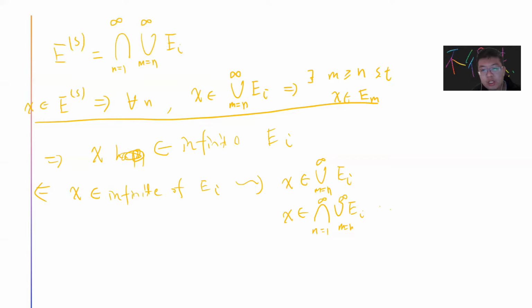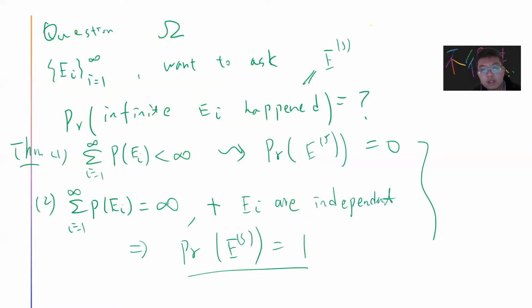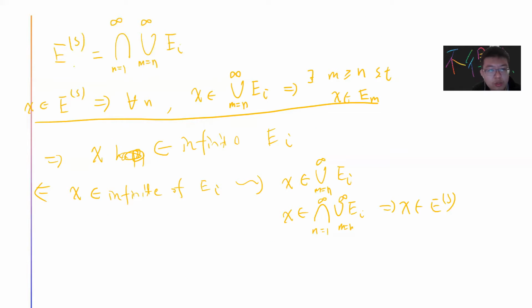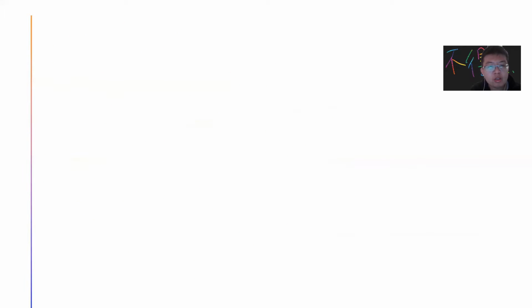So which means that x belongs to E_S. In probability language, this E_S is exactly why I say that infinitely many E_i happen. Okay, so this is the description.